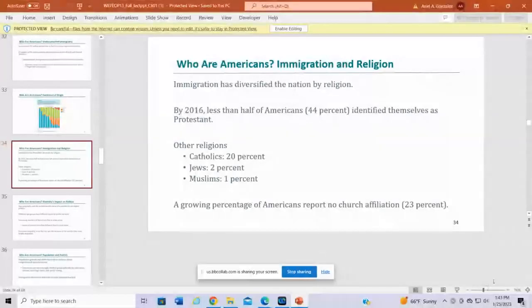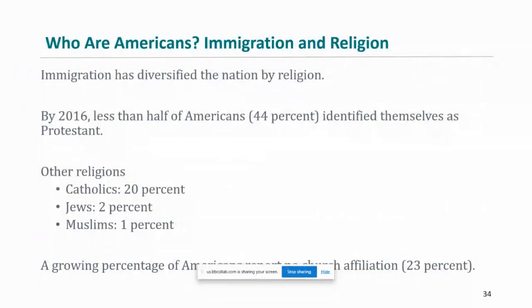Okay, let's continue on with immigration here, right? So immigration has also diversified the nation by religion. We will definitely talk a little more about this diversity later on, when we get to freedom of religion in the civil liberties chapter. But by 2016, less than half of Americans identified themselves as Protestant, right?